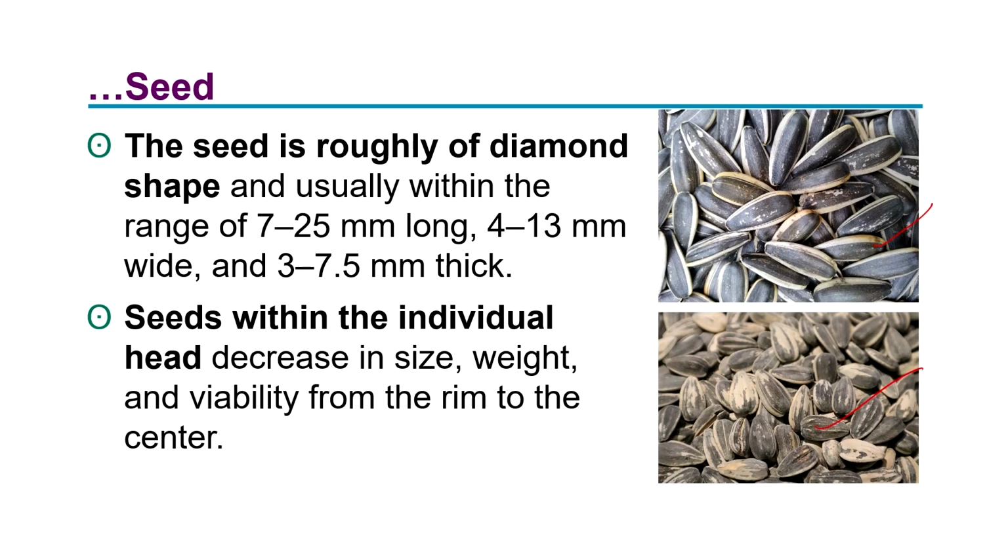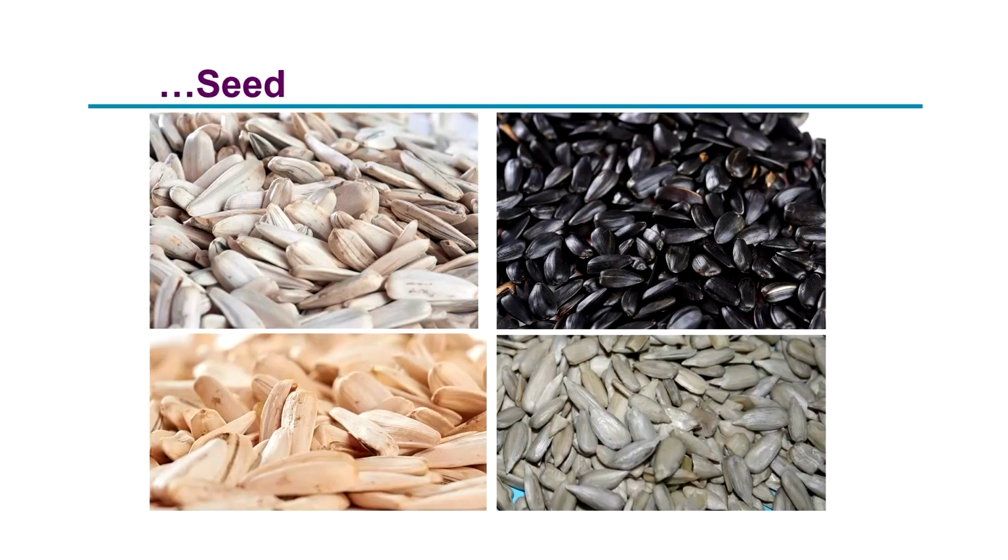The seed is roughly diamond-shaped and usually within the range of 7 to 25 millimeter long, 4 to 13 millimeter wide and 3 to 7.5 millimeter thick. Seeds within the individual head decrease in size, weight and viability from the rim to the center. It means that when you move from the outside of the flower to the inside, to the center of the disc, the size of the seeds decreases. Now you can see more seed colors of sunflower here, some variations: black color, light coffee color and so on.